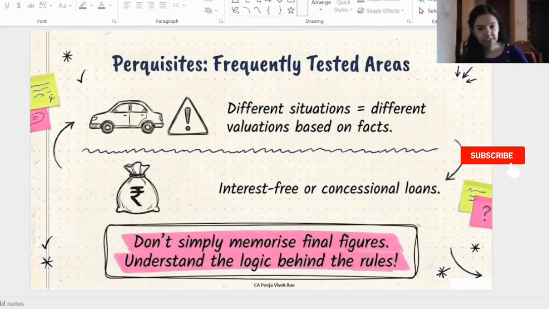Similarly, interest-free or concessional loan-related perquisites are another area that requires proper understanding. Don't simply memorize the final figures. Understand the logic behind the valuation rules and different conditions involved.